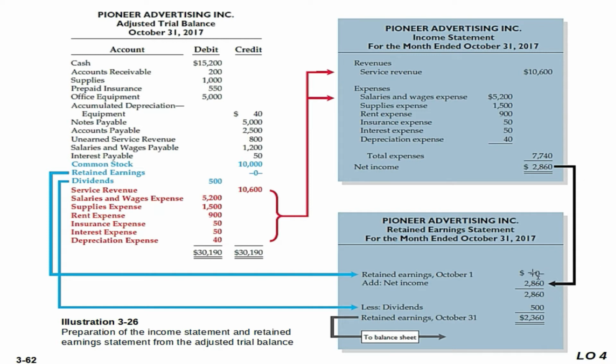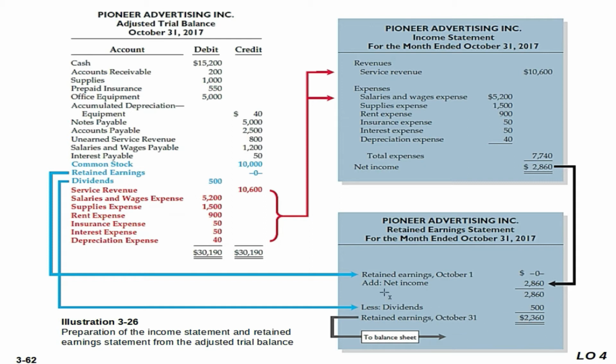You start with the beginning retained earnings, okay, if you had it. If you don't, then you just put a zero there. You add your net income, which is gotten from your income statement for the current period. Then you have your adjusted retained earnings. Excuse that beep and sound. And then you subtract dividends, which is right here. In this case, it's 500 buckaroos. And then you arrive at your retained earnings for the end of the period. Okay, in this case, it's 2,360.